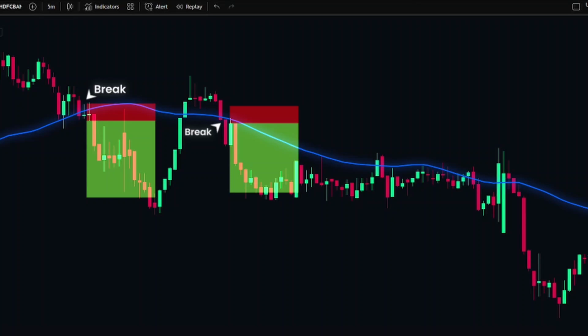But don't use it alone. Combine it with another indicator for more accurate results.